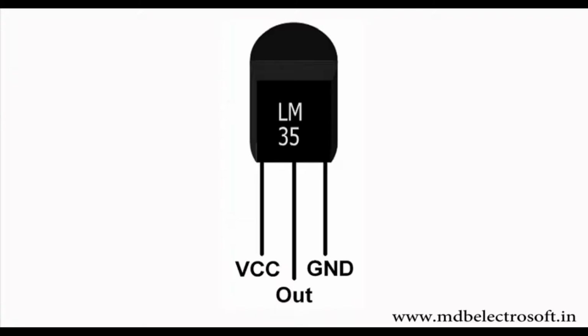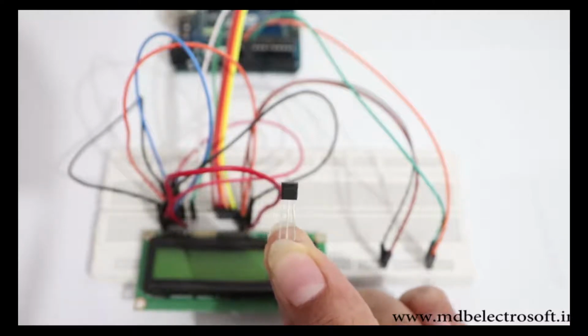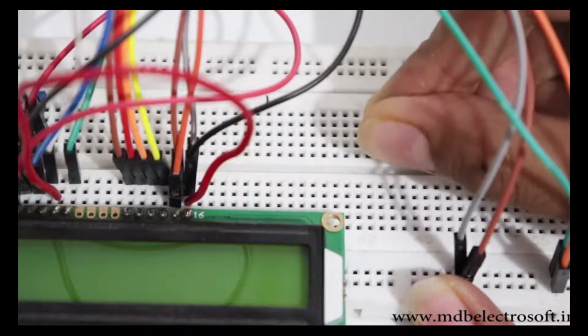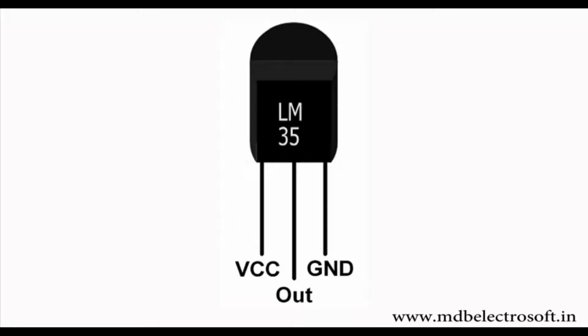Now it's time to interface the temperature sensor. So take the temperature sensor LM35. It is a 3-terminal device. Mount it on the breadboard as shown in the video. The terminals of this sensor are VCC, output terminal and ground.